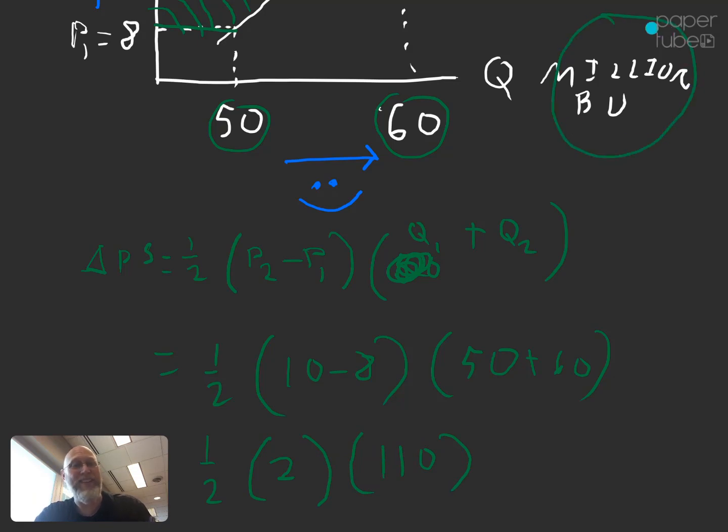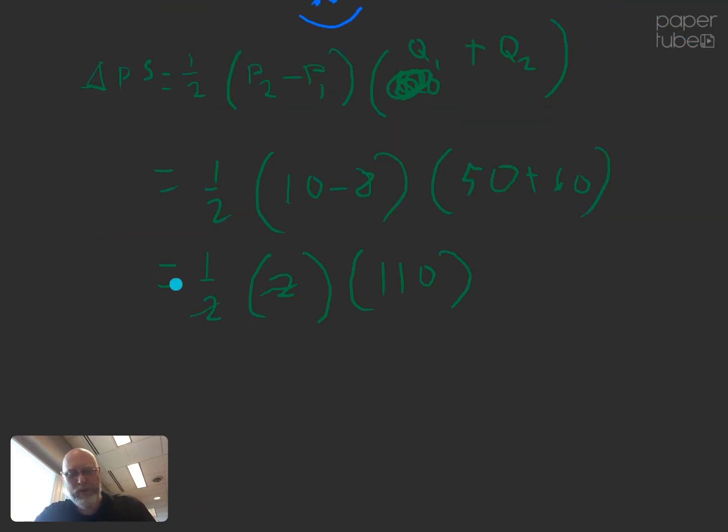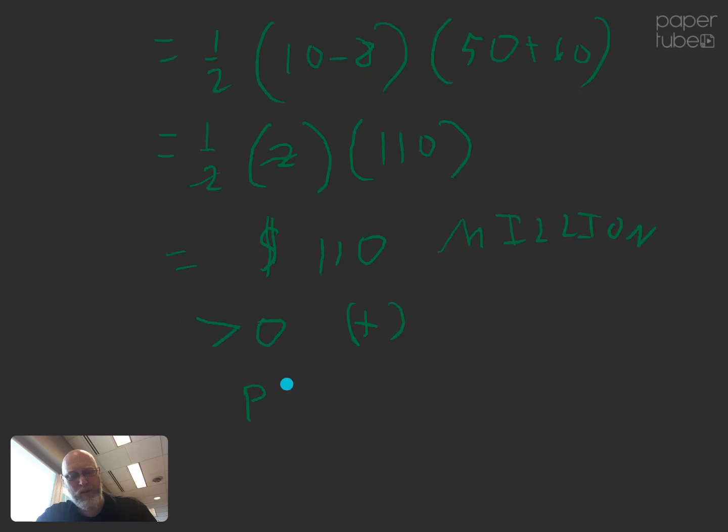110 million, right? It's a big number, 110 million. Well, this is nice because 2 divided by 2 just cancels. And so that becomes 1. And so our answer is $110 million. And the thing to notice is that this number is greater than 0, so it is a positive number. So the producer surplus went up by this amount, and the profit that the firms in this industry earned went up by the same amount. And so there's an example with a positive and a negative change in producer surplus.